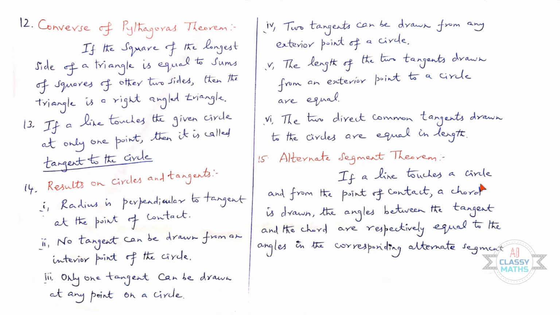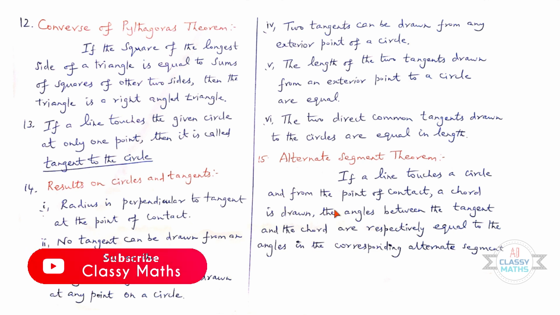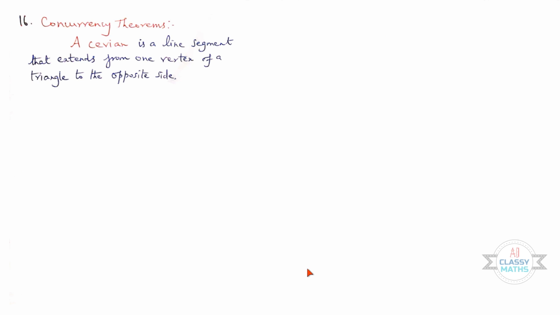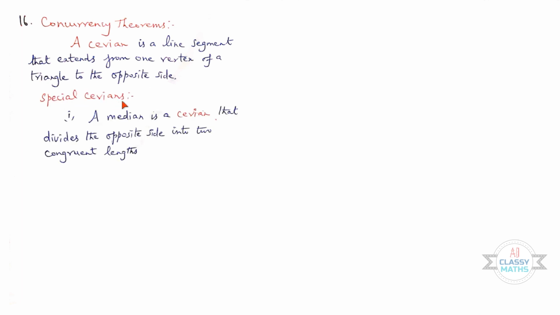If a straight line touches a circle and from the point of contact a chord is drawn, the angles between the tangent and the chord are respectively equal to the angles in the corresponding alternate segment. 16th one, concurrency theorems. A Cevian is a line segment that extends from one vertex of a triangle to the opposite side. We are going to see special Cevians.